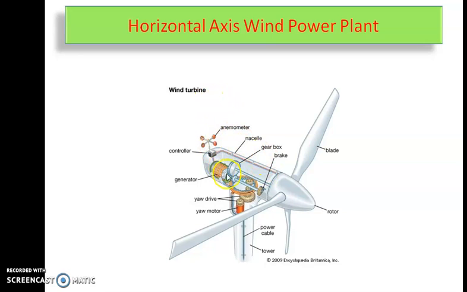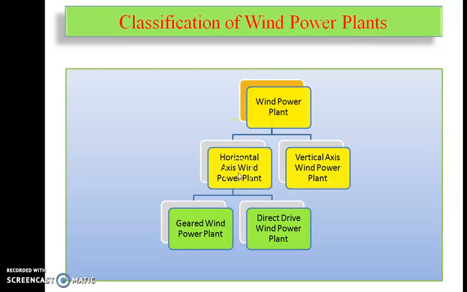And we have already seen a lot of information regarding the horizontal axis. We have the rotor, and the blades are there. This part we simply call the hub. The nacelle is a cover for all the internal parts. In the nacelle there are brakes, gearboxes, the controller, and the generators, the yaw drive, the yaw motor, and the anemometers. There are different parts in the wind power plant. In the horizontal axis again classifications are made: the geared wind power plant and the direct drive wind power plant.